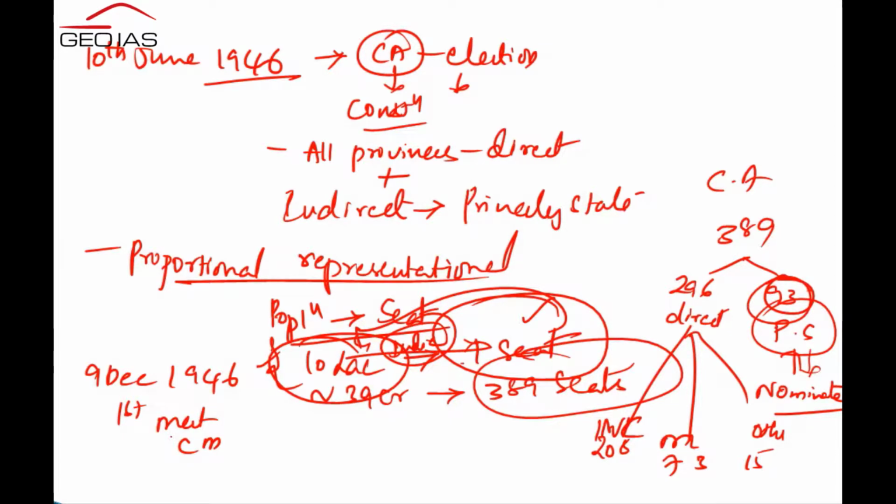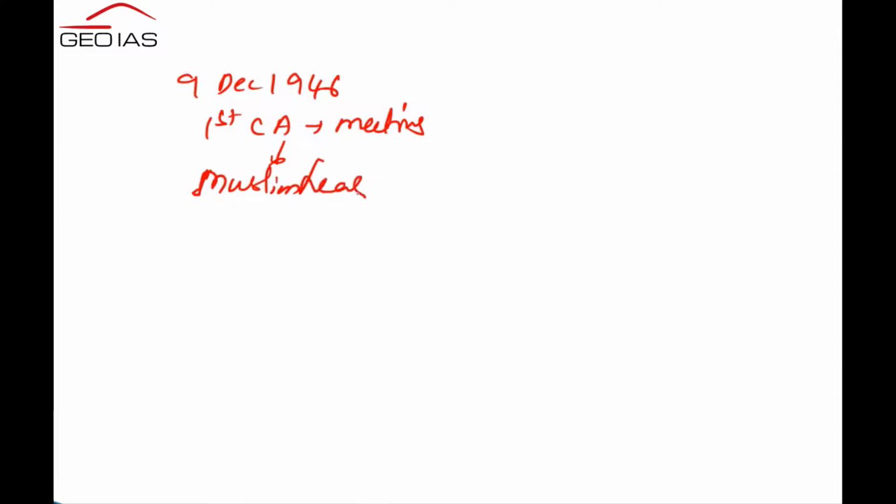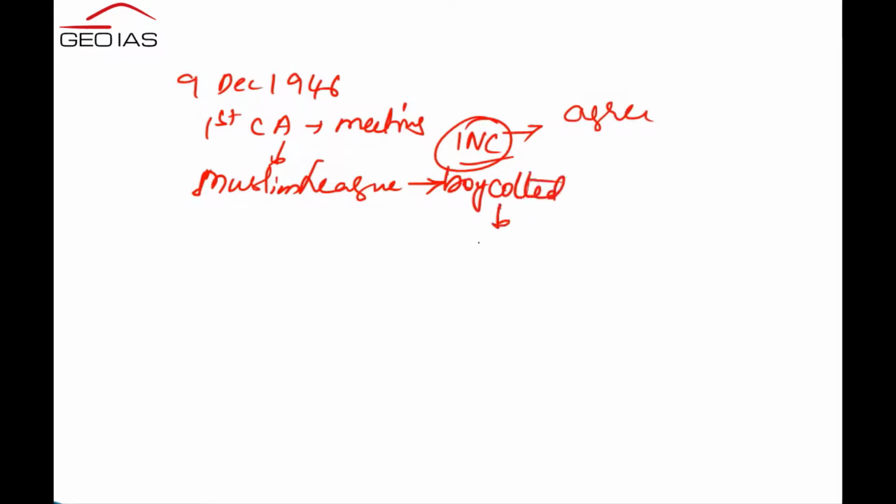Then as we move forward, the first Constituent Assembly meeting happened on 9th December 1946, but the Muslim League boycotted it. They thought that the INC wanted a majority, and that the Indian National Congress people wouldn't agree to their provisions. So the Muslim League boycotted it.